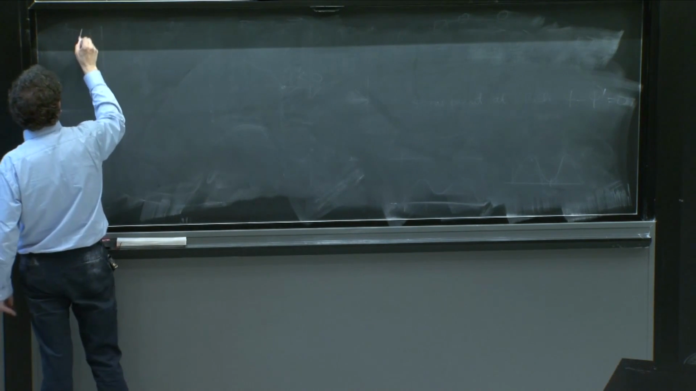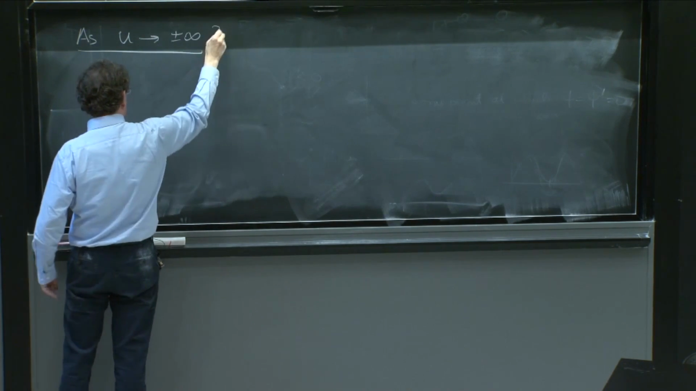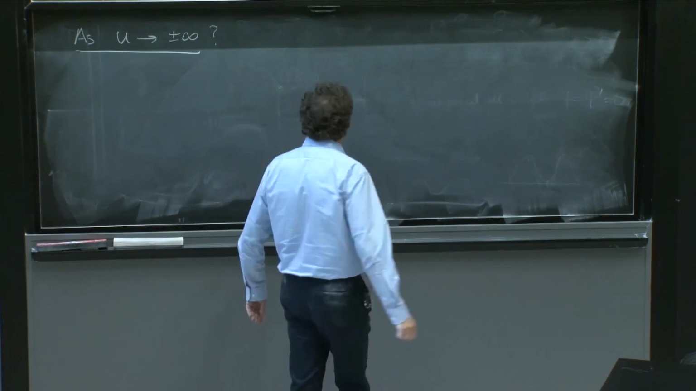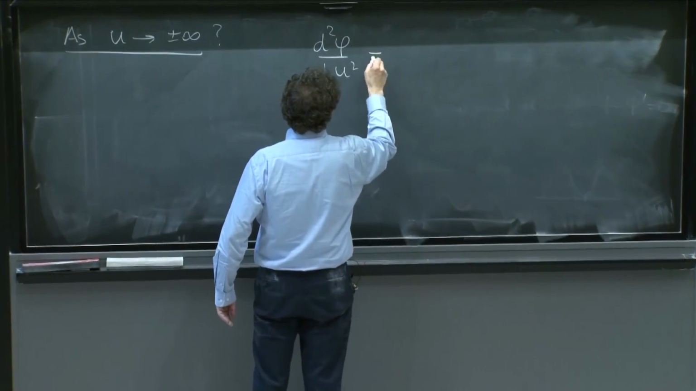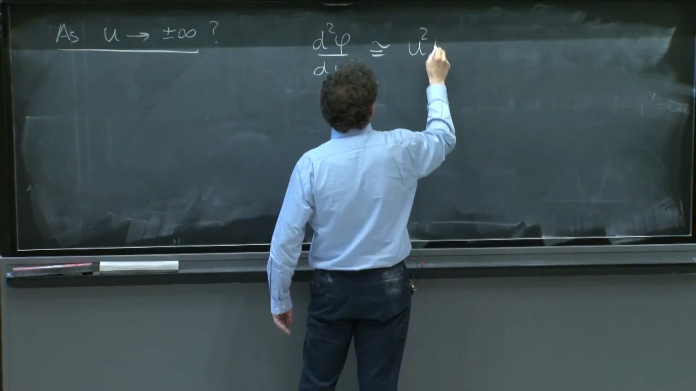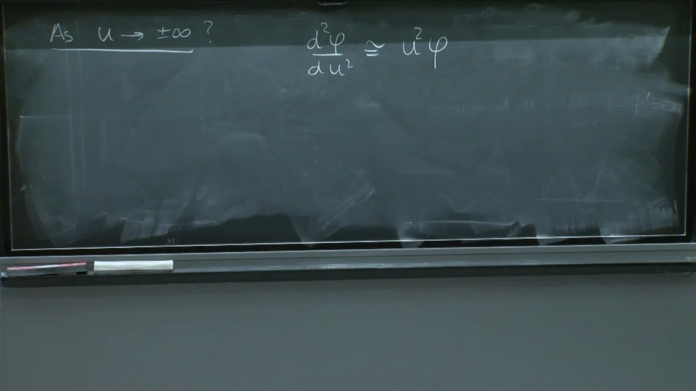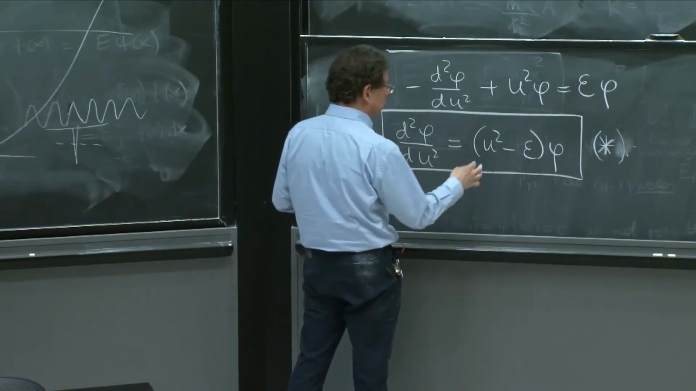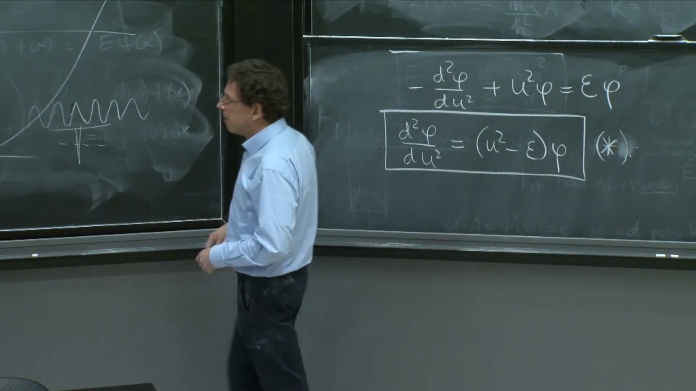So what does this equation become as U goes to plus minus infinity? Well, this equation at that stage becomes like this. The second derivative of phi with respect to U is roughly equal to U squared phi. Because E is a constant, it doesn't blow up, so the term that is supposed to be largest on the right-hand side is the U squared.